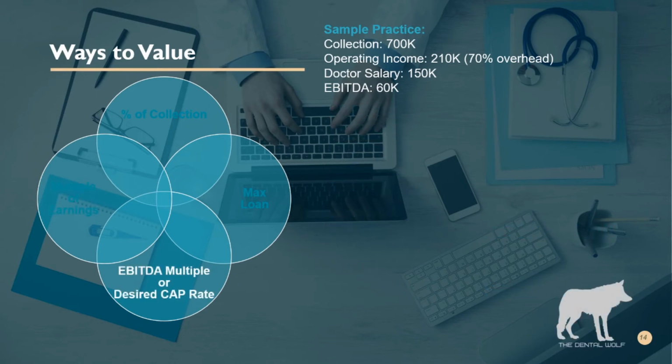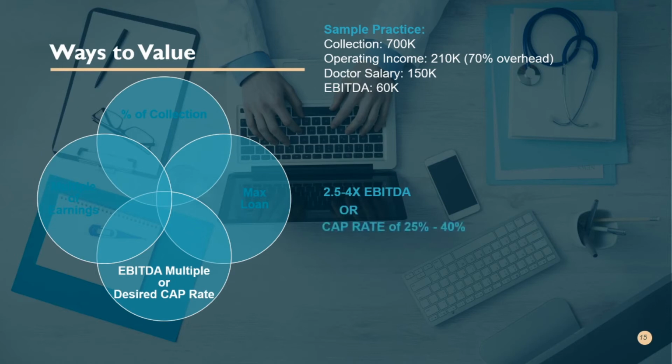The last method that we should talk about is the EBITDA multiple. Now, in my opinion, this method is probably one of the best because it represents what this practice would mean to an investor, not only to a dentist, but to an investor. And if you haven't seen the video on cap rates or EBITDA multiples yet, feel free to look that up in the description down below. So typically, the price of a practice will range anywhere between 2.5 and 4 times the EBITDA. Another way to look at this is your cap rate for your practice should be anywhere between 25% and 40%.